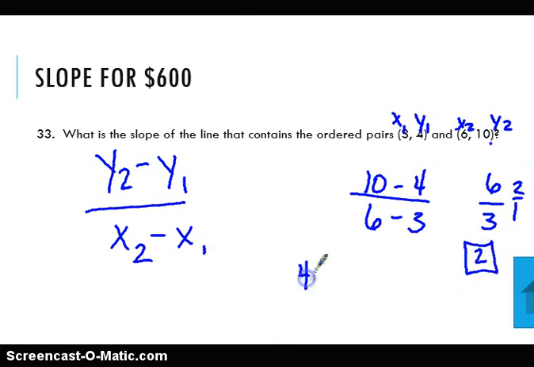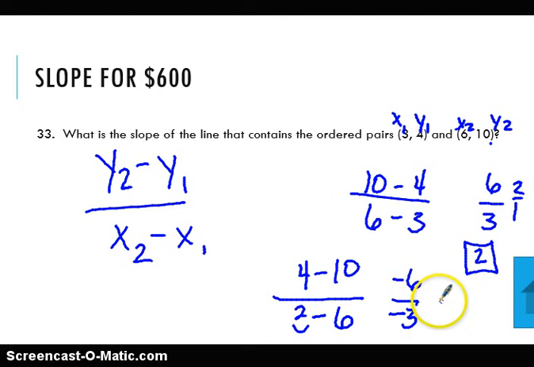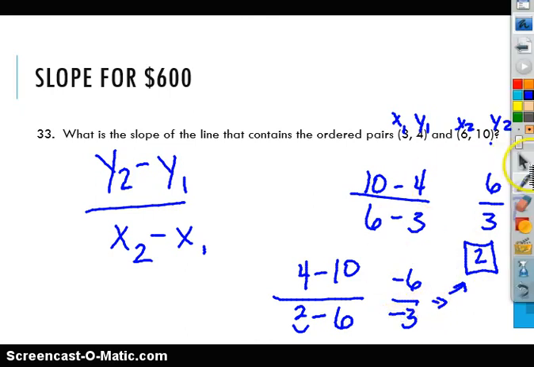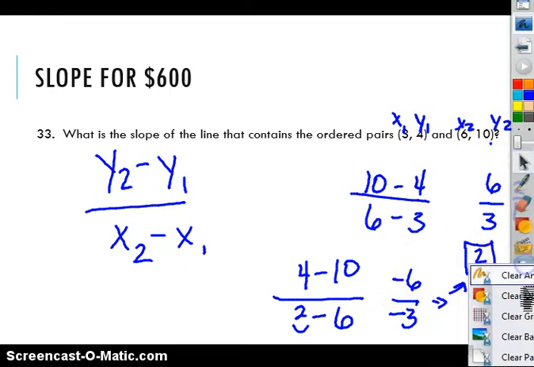If you did 4 minus 10, you should do 3 minus 6, and you're going to have negative 6 over negative 3, and that should still give you 2, because a negative divided by a negative is a positive, and 6 divided by 3 is 2. So you should still get the same answer there.